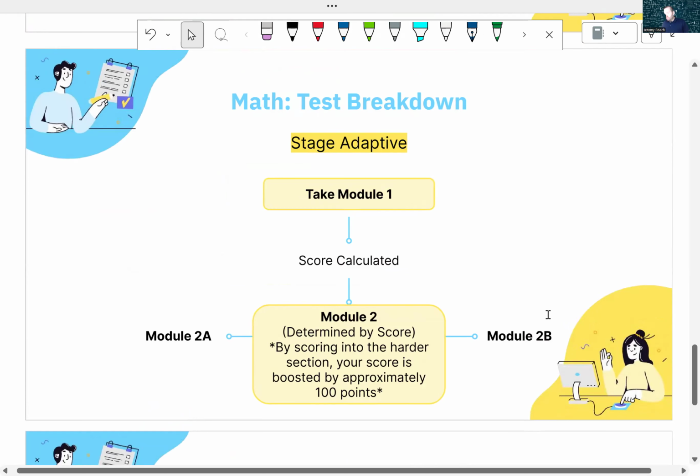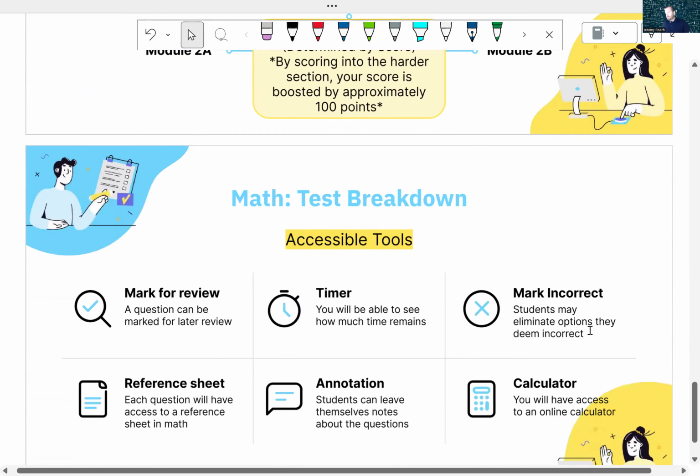So you take module one, they calculate your score, and then they decide based on that score, are you going to do the A questions or the B questions? When you get the B questions, they're a little bit tougher questions, but you get an extra 100 points by scoring into the B section. So it weighs out that average for you.